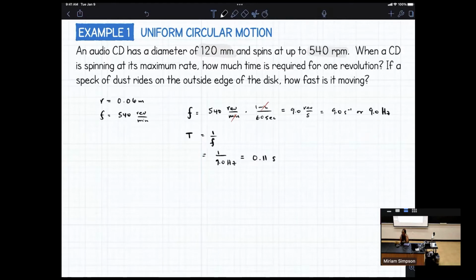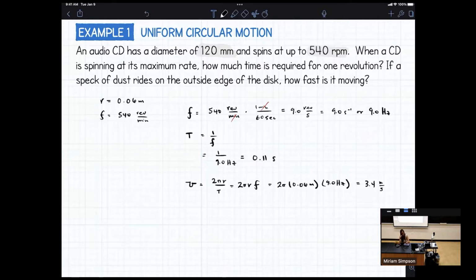Last but not least, we want to calculate the speed. So what's our speed going to be? Well, remember, from the equation, it's 2 pi r divided by period, or 2 pi r times frequency. Those are the same thing. So we say 2 pi, the radius is 0.06 meters, and then the frequency is 9.0 hertz, or inverse seconds. Plugging all that stuff in, we get 3.4 meters per second.